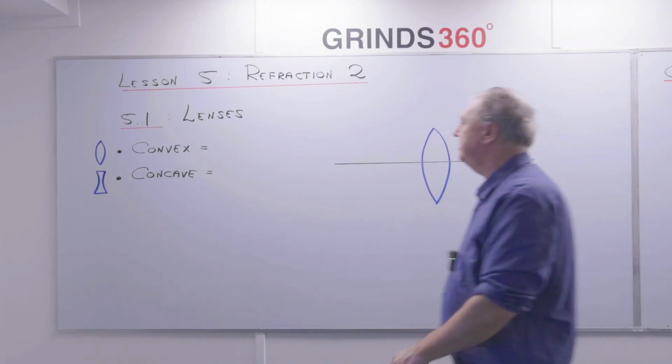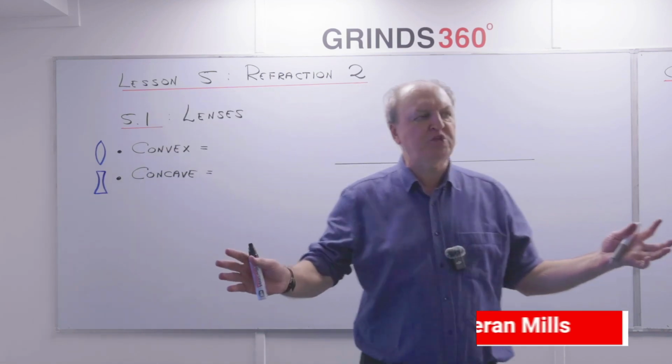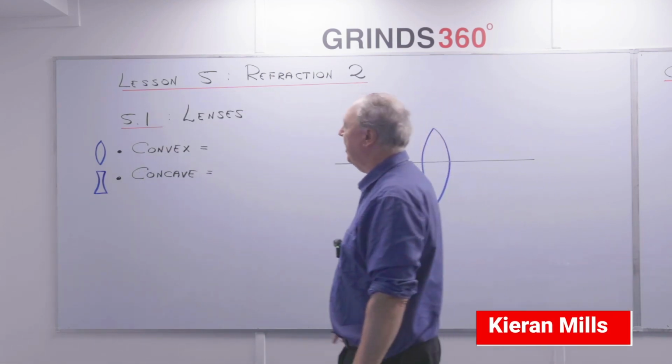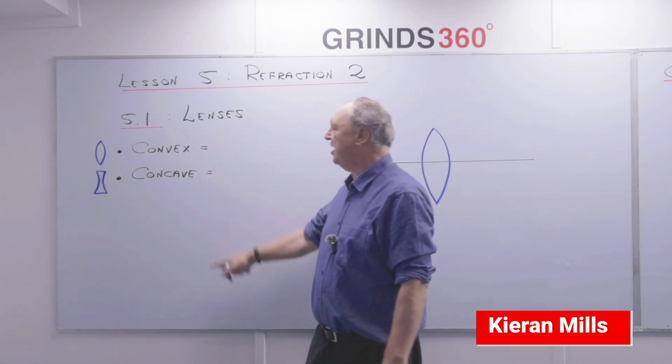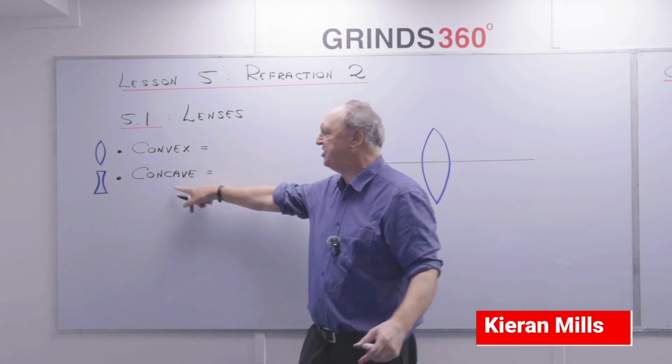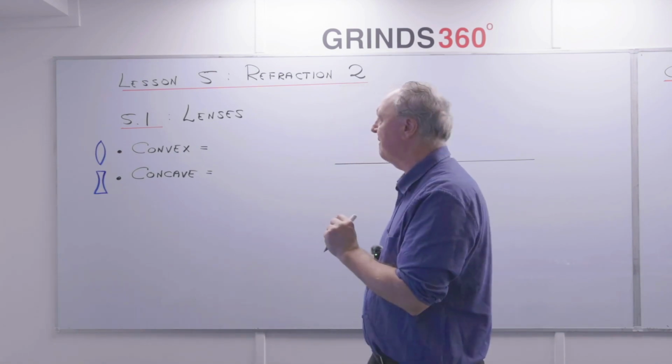So, we have our convex lenses. How am I going to distinguish a convex lens? Well, thicker at the center. And the other kind of lens is called a concave lens. It's thinner at the center. So that's how you'll recognize them.